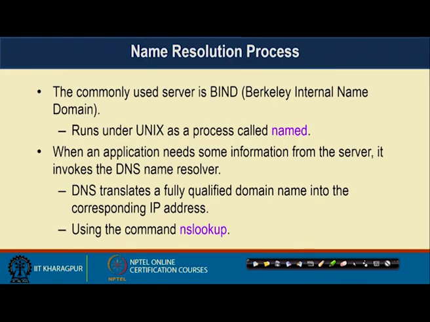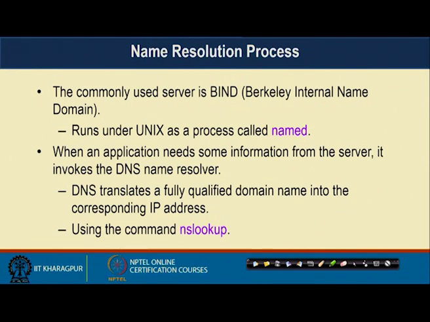Name resolution: the commonly used server is BIND, that is Berkeley Internet Name Domain, which runs under Unix or Linux as a process called named. So, named is the daemon, which is the DNS daemon. When an application needs some information from the user, it invokes the DNS name resolution resolver. So, it resolves the name. The DNS translates a fully qualified domain name into a corresponding IP address using the command called nslookup.